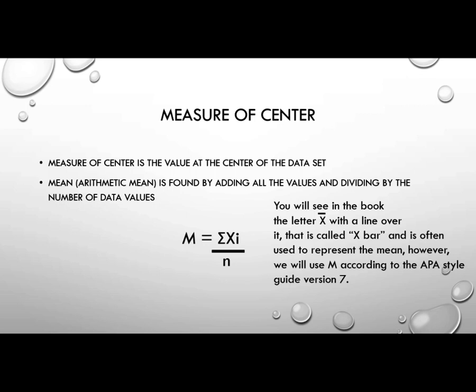So, measures of center. A measure of center is the value at the center of your data set or your distribution. We're all familiar with the mean, the arithmetic mean, which is found by adding all of the values and dividing by the number of data values. And in this book you're going to see X bar. I think I've said this before in a previous video, but we're going to use M to denote the mean. And then this sigma, this capital S, is the sum of X, which is the individual score, which is why we had that little sub i. So the sum of each score divided by N, the sample size, is going to give us our mean.